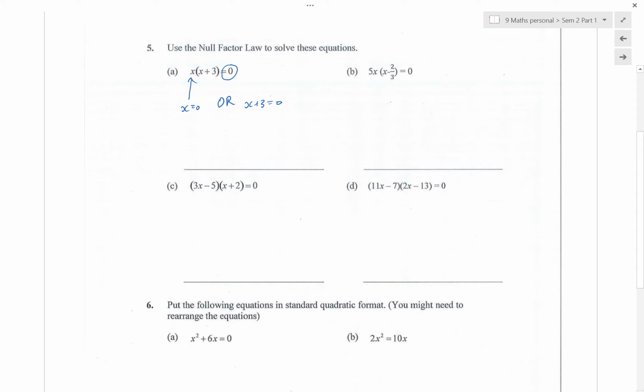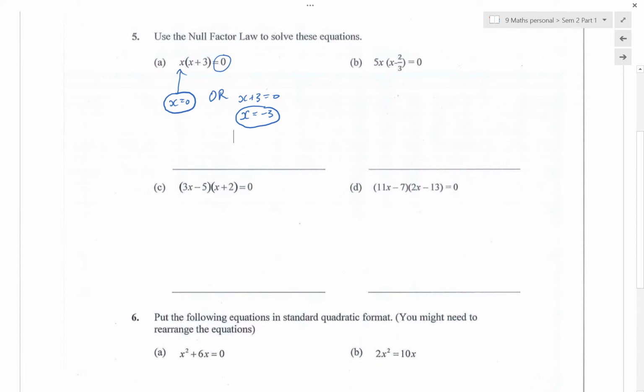So now what we've got to do is, in order to do that, x equals 0 is nice and easy. That's done. That's one of our solutions. We've solved one of our 2 solutions, because it's a quadratic, we have 2 solutions. Now the other one is what? X is equal to negative 3. There you go. We've just solved that using null factor law.